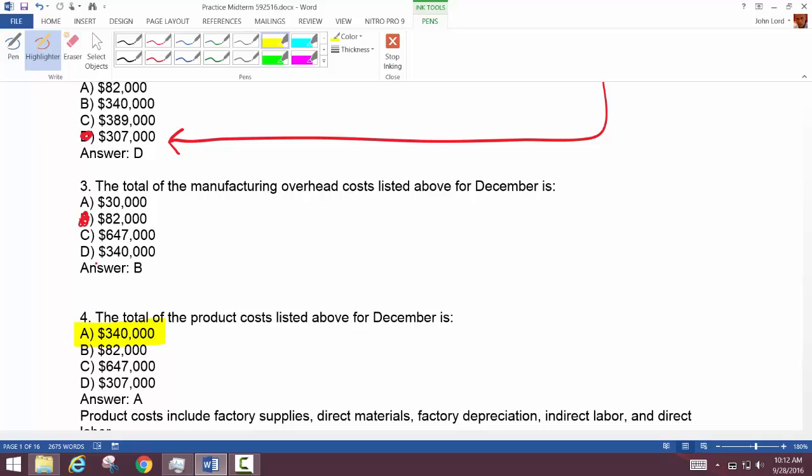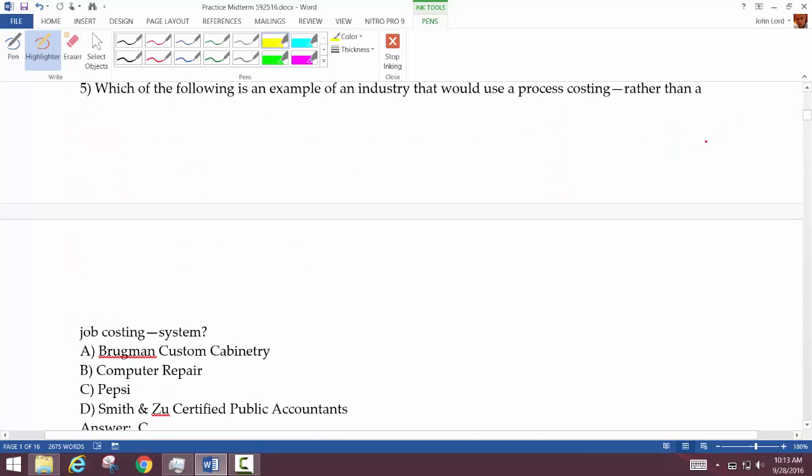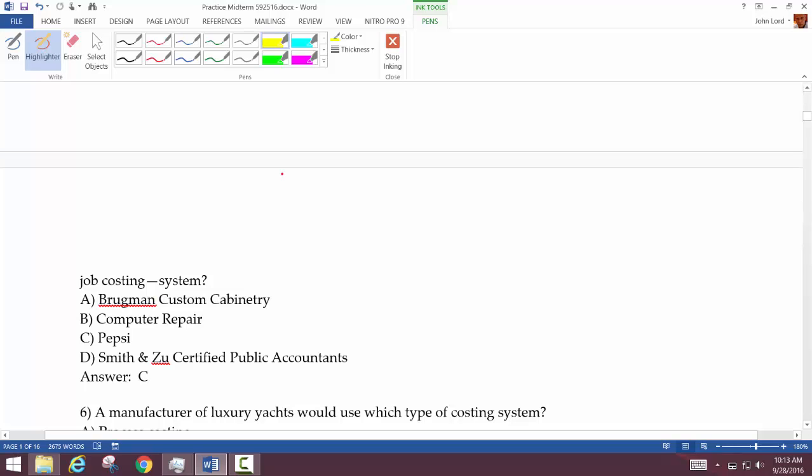Okay. All right, so let's go ahead and take a look at number 5. And I'll do this one. Which of the following is an example of an industry that would use process costing? And clearly what? Each can of Pepsi is the same. We don't sit there and start trying to trace cost to each can of Pepsi. That's a homogeneous item, so we'll use process costing.